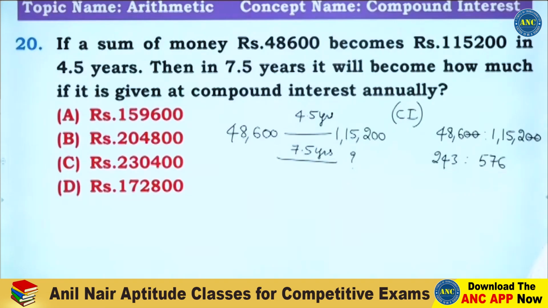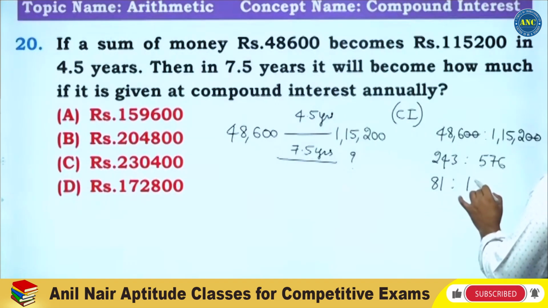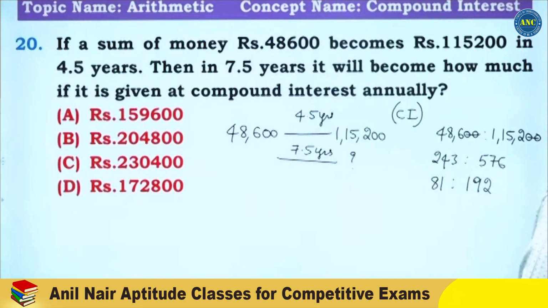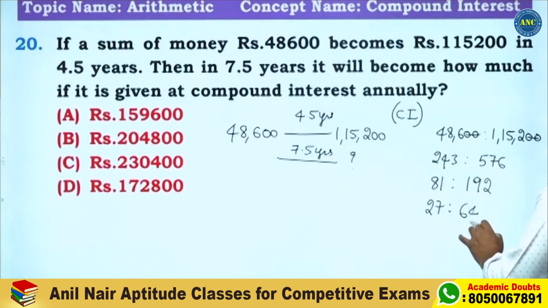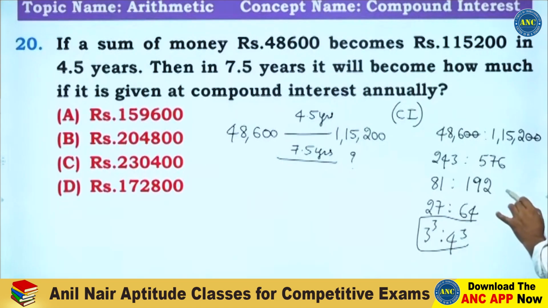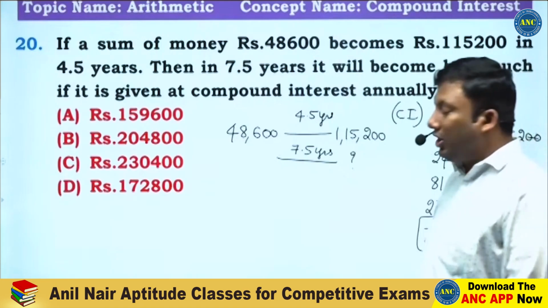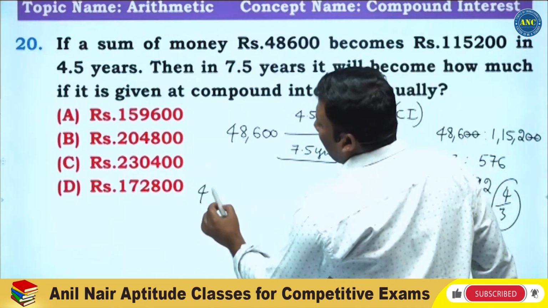243 and 576. Again, let me divide by 3. 81 and 192. Again, if I divide, 27 and 64. That means it is 3 cube is to 4 cube. The multiplication factor is 4 by 3. For every, divide it into 3 equal parts. 4.5 years divided into 3 equal parts.